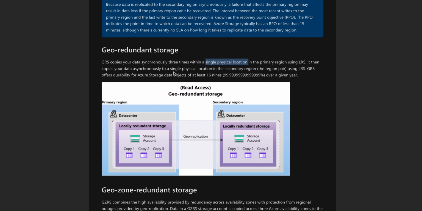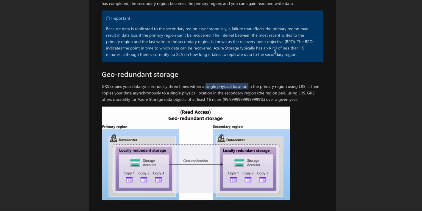Synchronous happens in real time, but asynchronous doesn't happen that way, and that's why we're talking about RPO. If there is a failure in a primary region, you might have a data loss because there's no synchronous real-time syncing. It's asynchronous. So that is really important to know.